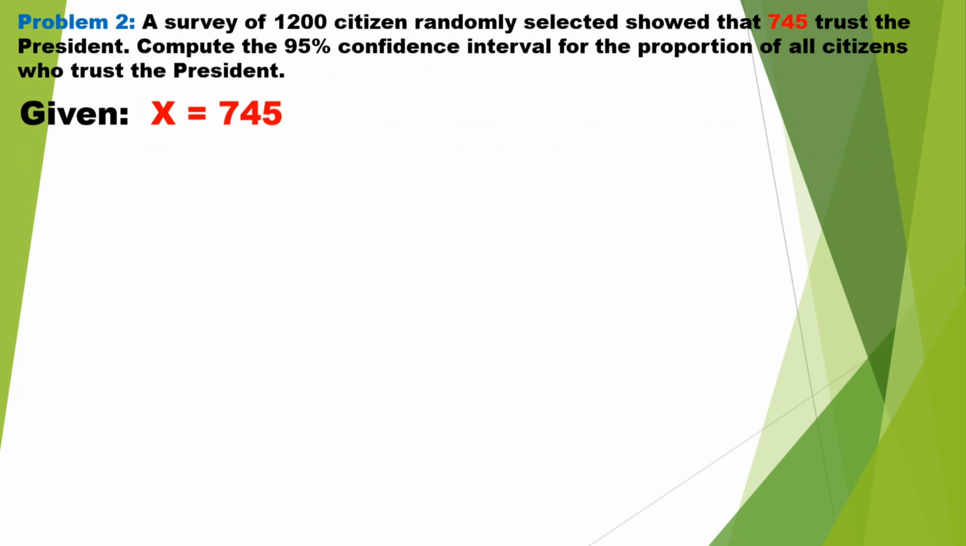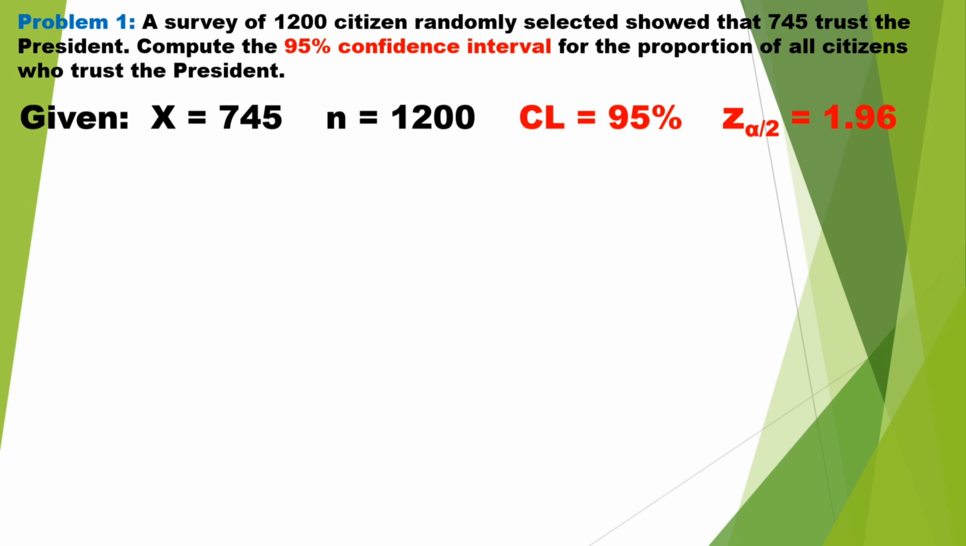Let us understand the problem by enumerating the given. X is equal to 745, showing trust to the president, and N refers to the sample size, which is equivalent to 1,200. The confidence interval required is 95%. Its Z alpha over 2 value from the Z table is 1.96. Again, identify the given correctly not to commit mistakes on the process.